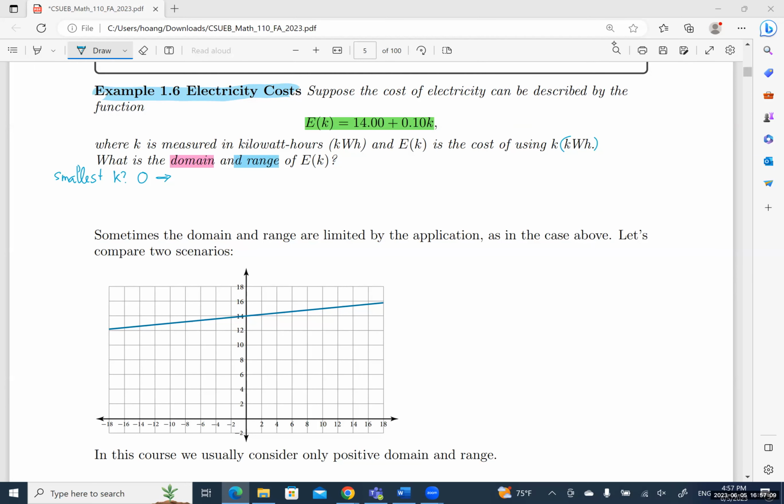And if you don't use, right, how much do you have to pay? That is the smallest cost. Smallest cost, E of 0. E of 0. So that's going to be equal to what? 14 plus 0.10 times 0, which is 14.